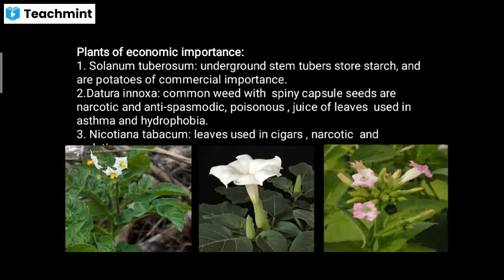Then second plant is the Datura innoxia. So it is also a common weed, and they are having spiny capsule fruits, and they are somewhat poisonous plants. So the leaves of that plant are used in asthma and bronchitis, but mostly this plant is a poisonous plant.